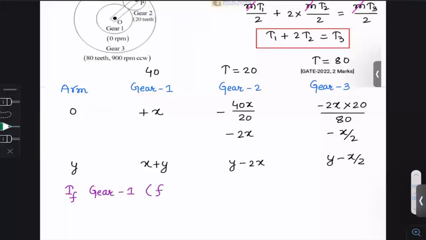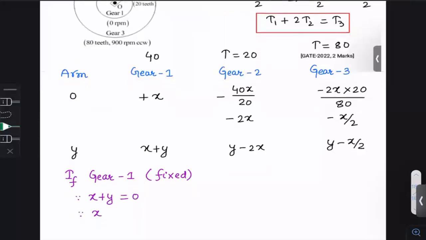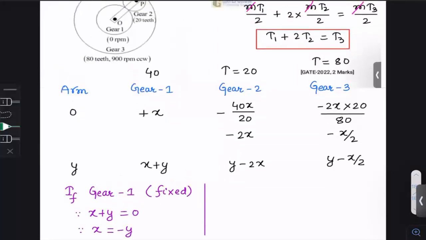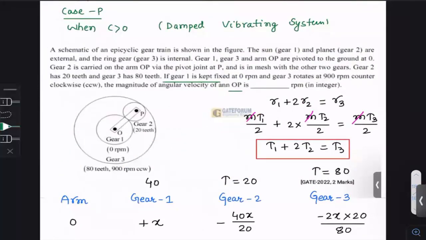If gear 1 is fixed, it means x plus y is equal to 0. Therefore, x is equal to minus y, correct? Now x is equal to minus y. In the question, read this question.